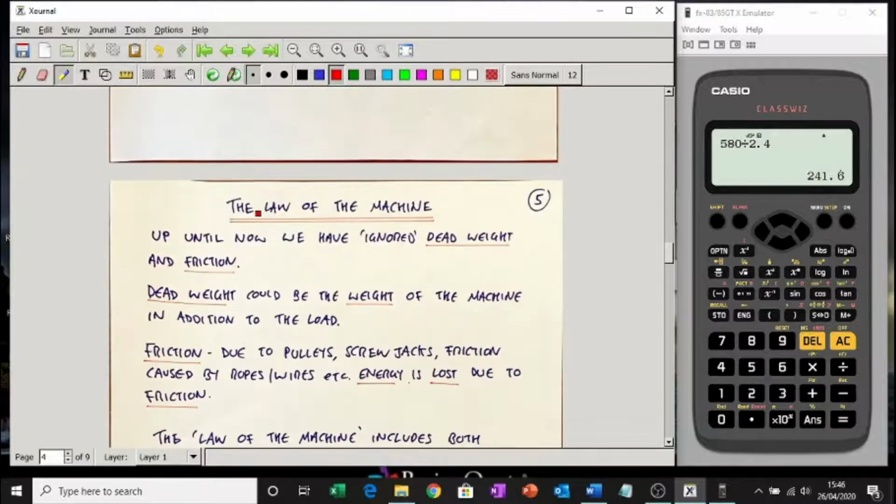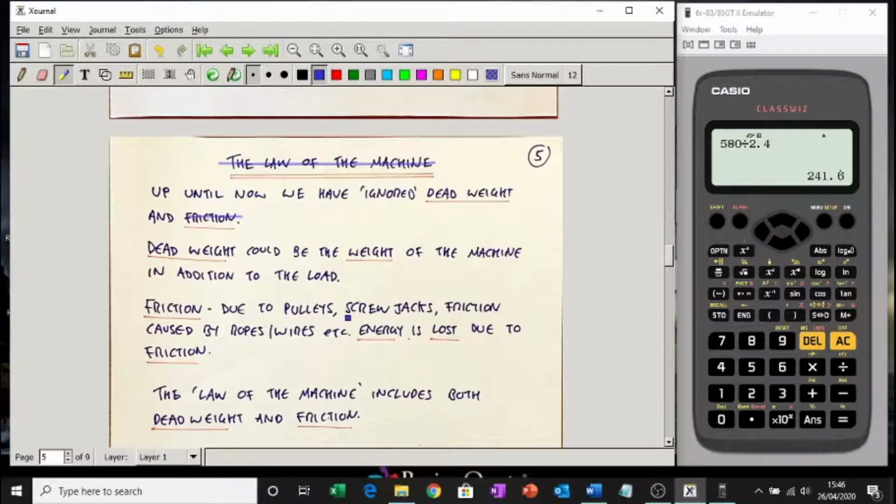So the law of the machine. So up until now we've ignored dead weight and friction. You should all know what friction is. So dead weight could be the weight of the machine in addition to the load. So you may have to lift the machine as dead weight as well as the load. Friction is due to pulleys, screw jacks, and friction caused by ropes, wires, etc. Energy is lost due to friction, so we need to put more energy in to overcome the friction.